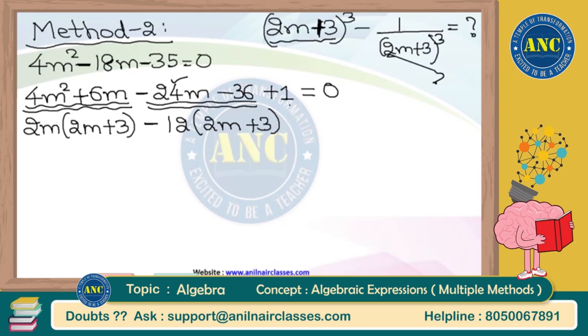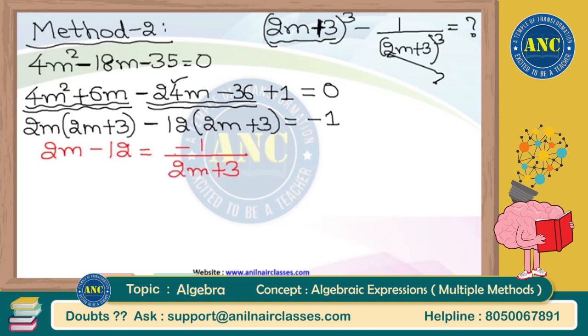That means this plus 1, whatever I have here, I will shift it to the right hand side. It becomes minus 1. I hope the idea is very clear. Now, same as my previous problem's method 2, the entire equation I have right now, I will divide by 2m plus 3. Left hand side becomes 2m minus 12, right hand side becomes minus 1 divided by 2m plus 3.